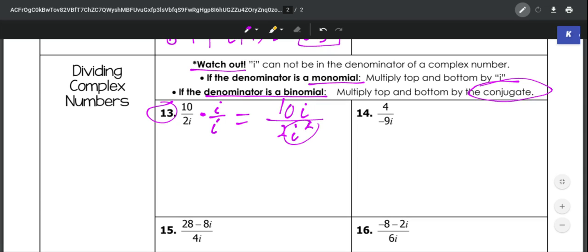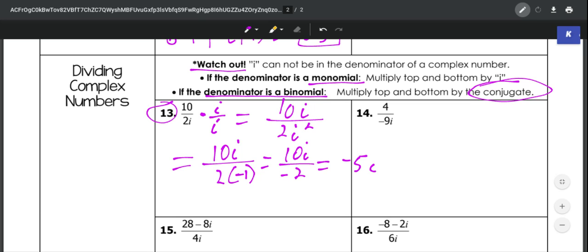And that's what will help us get rid of this i on the bottom, because we know i squared is negative 1. So 10i over 2, and we replace i squared with negative 1. So now this is 10i divided by negative 2, which if we divide 10 by negative 2, just leaves us with negative 5i. So that's how you would reduce a problem when your denominator is just a monomial.